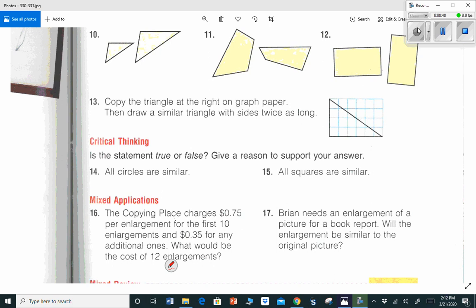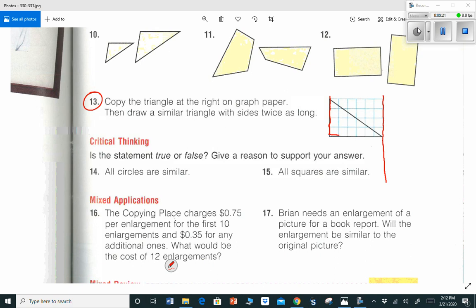Number 13, you're going to get a question like this on your homework. It says, copy the triangle at the right on graph paper. Then draw a similar triangle with sides twice as long. I'll do the best I can here without the graph paper. This is 1, 2, 3, 4 units long. So I would need to make my new triangle 1, 2, 3, 4, 5, 6, 7, 8 units long.